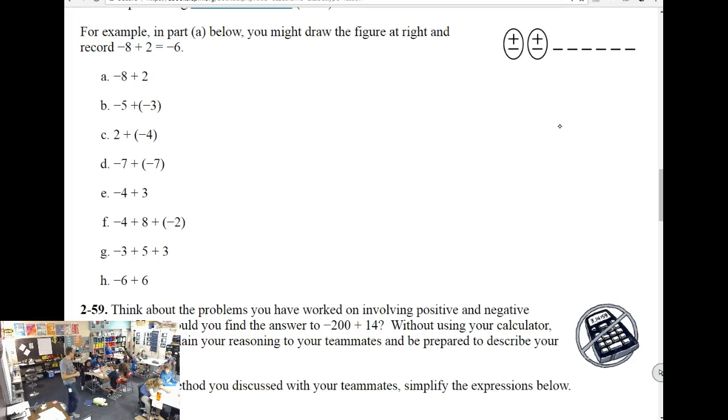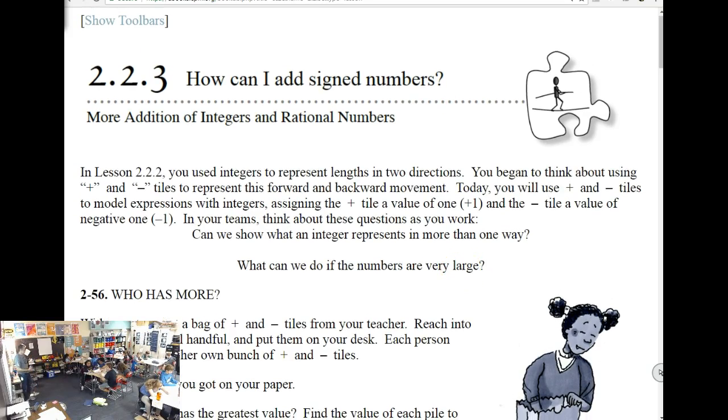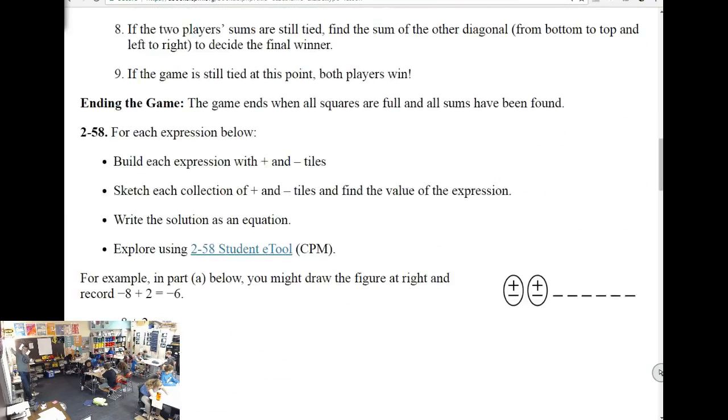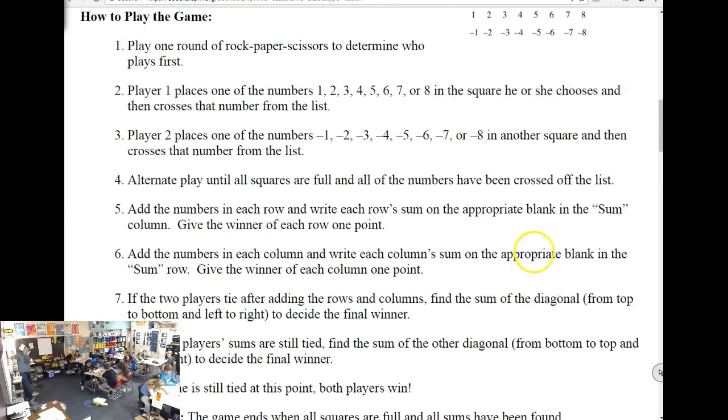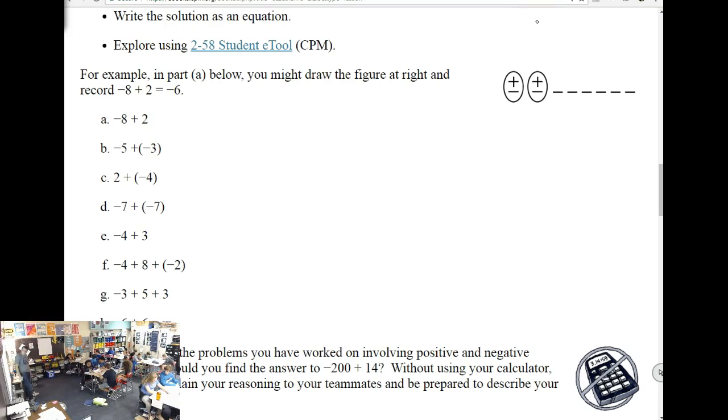What's the title for them? Oh, combining integers. Still just integers and rationals. So you can just say combining positives, negatives, or whatever. You don't need to write all that. You can honestly just put 2, 2, 3. It's 258.